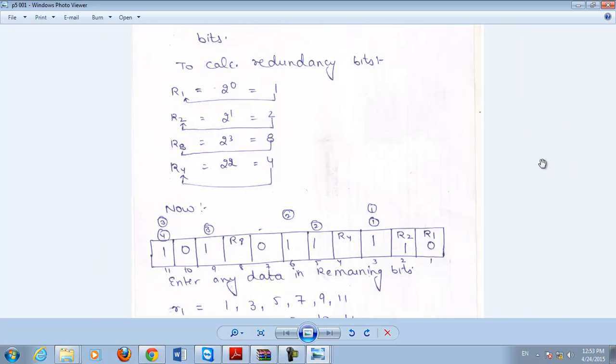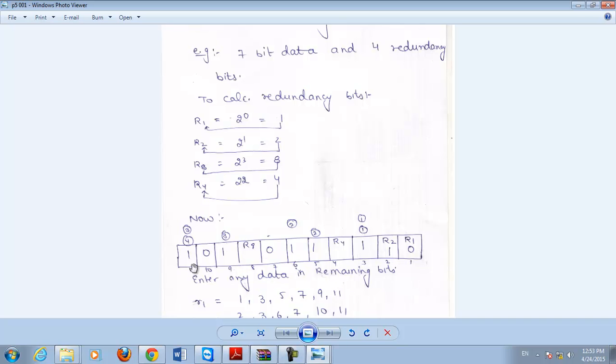Now how can you find out the errors? In the remaining places, that is 3rd, 5th, 6th, 7th, 9th, 10th, 11th, these are the remaining places. After inserting R1, R2, R4 and R8, put any value, for example 1, 1, 1, 0, 1, 0, 1.